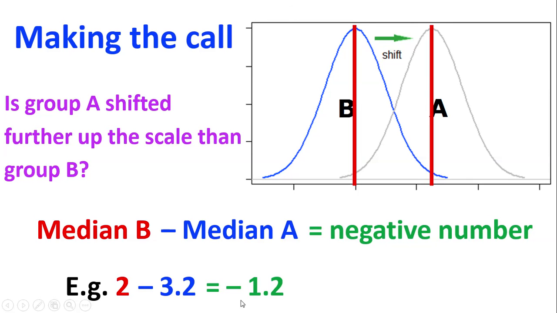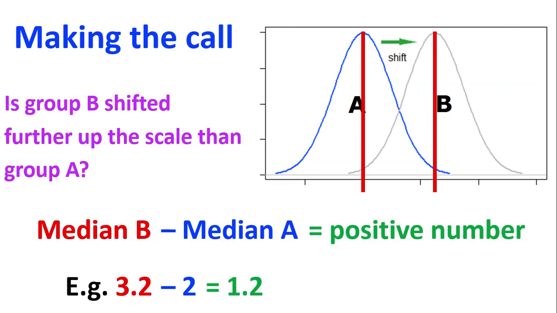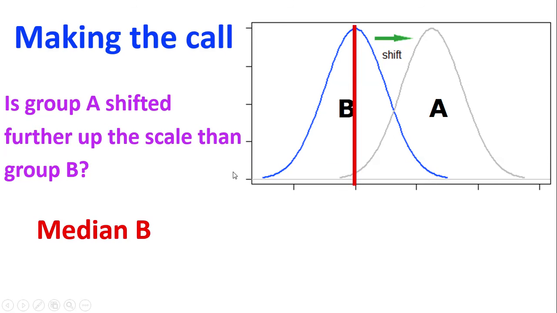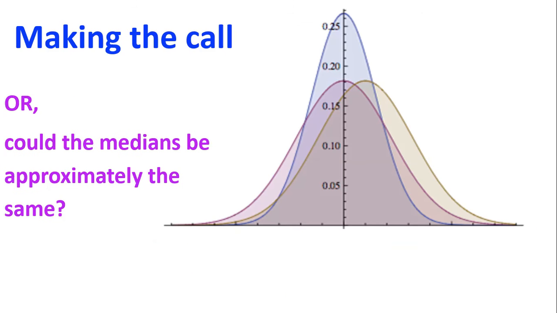So a negative answer tells me the first group has a smaller median, whereas in the previous one, when I got a positive answer, that's when the median of Group B is bigger than the median of Group A. So we're looking: is it bigger, smaller, or the other possibility, could the medians be approximately the same?